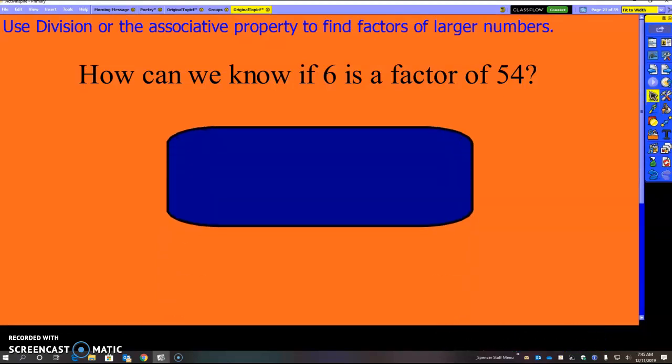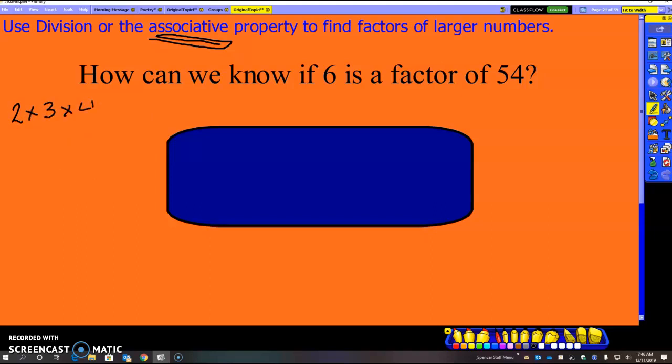How can we know if 6 is a factor of 54? So here's where I want to practice just a little associative property. When you think about the associative property, you think about breaking down numbers and multiplying or adding. It works with adding too. You can multiply and add in any order. An example of that would be 2 times 3 times 4.